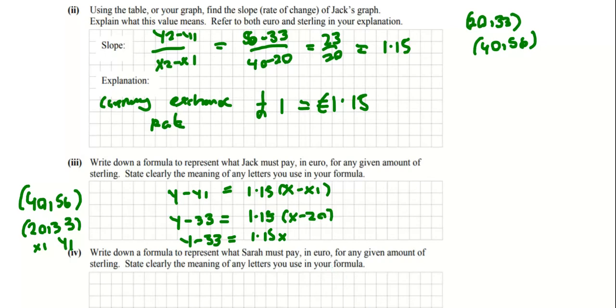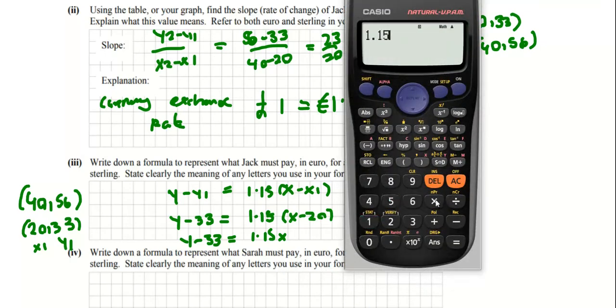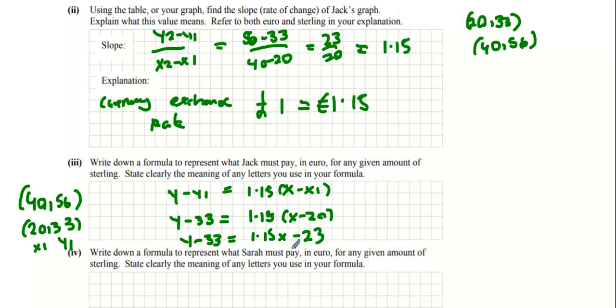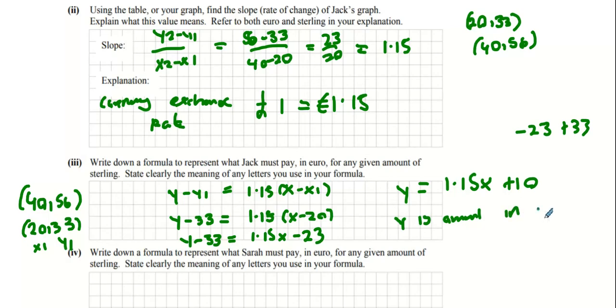Now 1.15 times 20, 23. Bring it all over one side, so y equals 1.15 times x, and it's going to be minus 23 plus 33, which is plus 10. So y is the amount in euro, and x is the amount in sterling. So that's your equation. It gives you the amount in euro is multiply 1.15 times the amount in sterling, add on your 10.